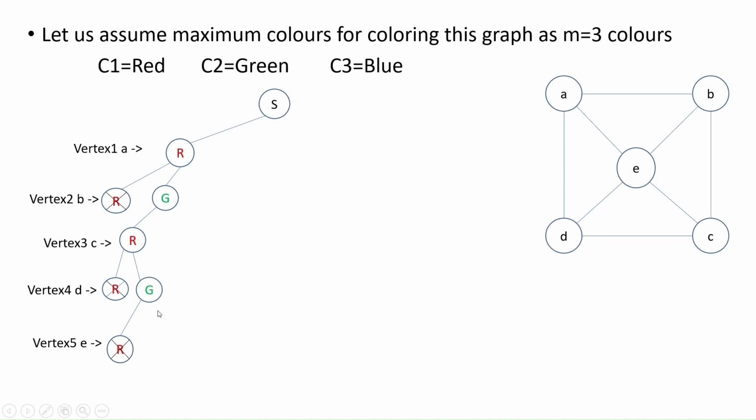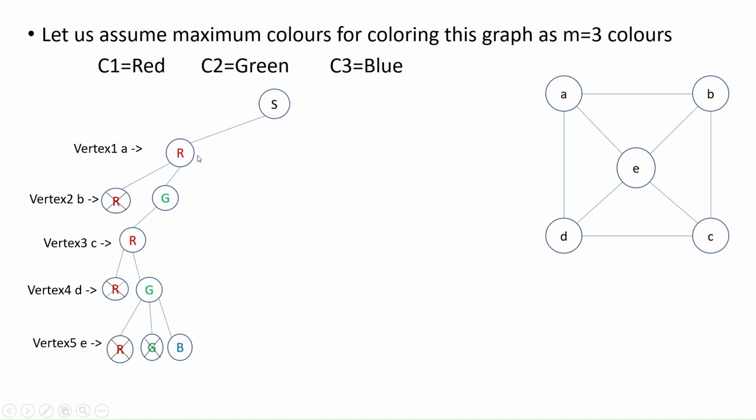Or is it possible to color the fifth vertex with green? It is also not possible because it is adjacent to the fourth vertex. So, is it possible to color it with blue? Yes, it may be possible because the blue color is not repeated in any of the other vertices. Right? So here we got one solution in which we can color this graph.